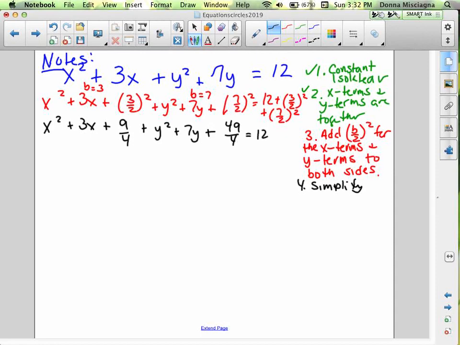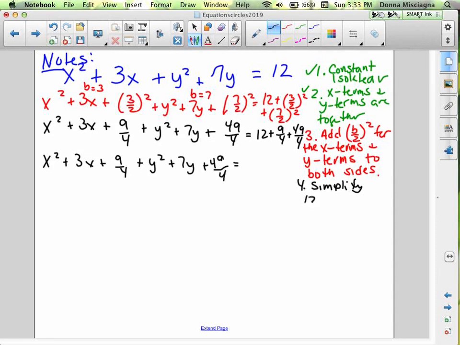equals 12 plus 9/4 plus 49/4. All right, so we're still on the simplifying part. So we have x squared plus 3x plus 9/4 plus y squared plus 7y plus 49/4 equals, now we need to change 12 to be fourths.